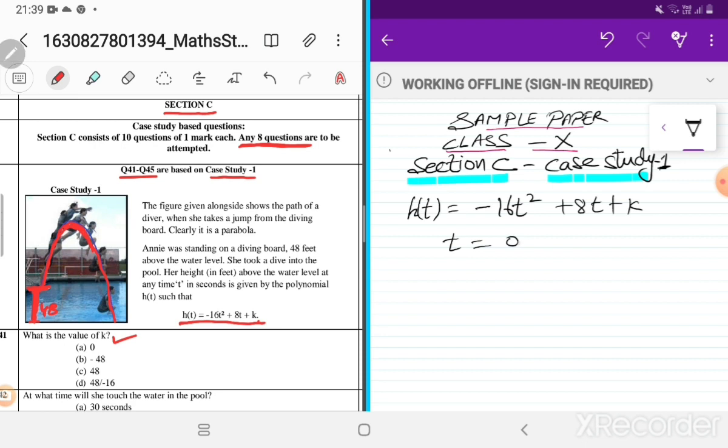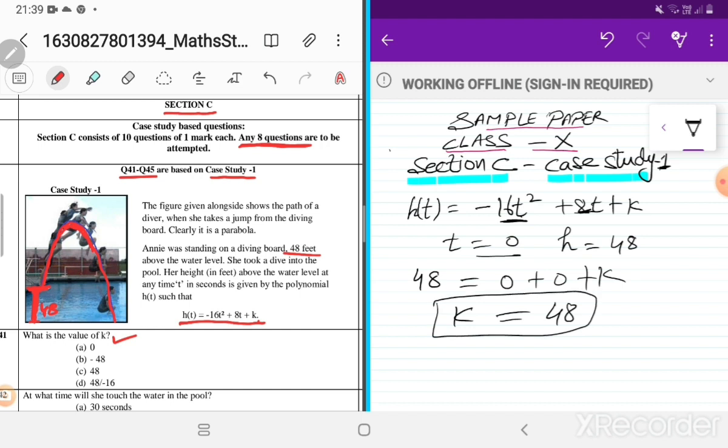Okay, so here we'll see time is 0 and the height is given, that is 48 feet. That girl is standing on that board at 48 feet. So your h is 48 and your t is 0. We'll substitute these values in this equation. 48 equals, if we substitute t as 0, we get 0 here, plus 8 into 0, that is 0, plus k. So k is 48. So your answer is k is 48, option C.